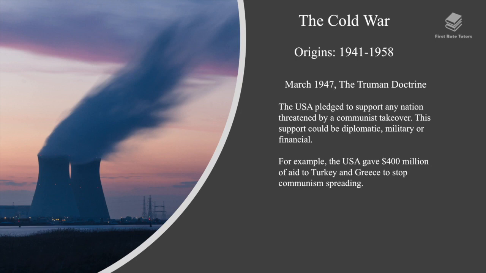March 1947, the Truman Doctrine. The USA pledged to support any nation threatened by a communist takeover. This support could be diplomatic, military, or financial. For example, the US gave $400 million of aid to Turkey and Greece to stop communism from spreading there.